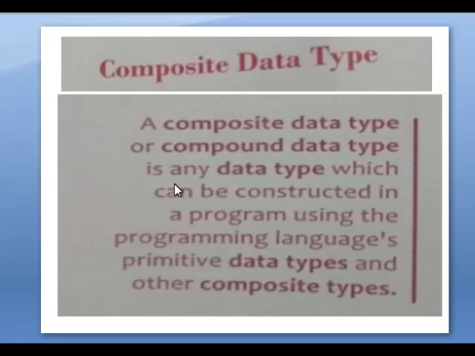The next one is composite data type. A composite data type or a compound data type is any data type which can be constructed in a program using the programming language's primitive data types and other composite types.